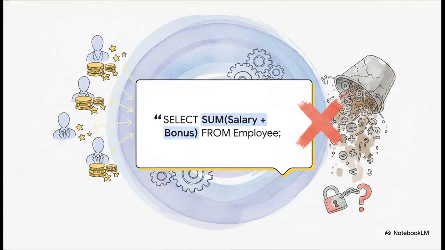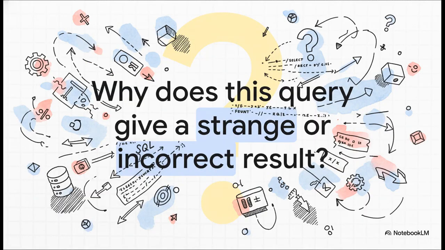Let's say we want to figure out the total compensation for all employees, salary plus their bonus. This query looks totally fine, right? For each person, add their salary and bonus, and then just sum all of those totals up. Seems simple, but this query is hiding a really dangerous trap. If you actually ran this, you'd probably get a number that seems way too low. Or maybe you'd get nothing at all.